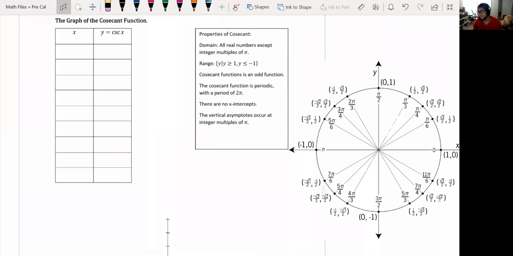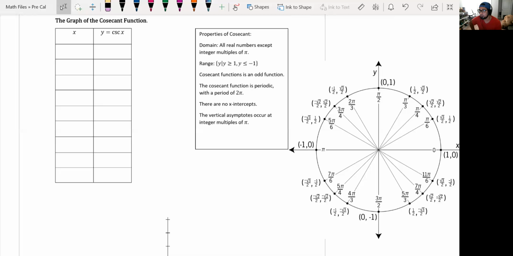Next is cosecant, which is the reciprocal of the sine function. Okay, so first off, read off the properties. The domain of cosecant is all real numbers except integer multiples of pi. The range for cosecant is greater than or equal to 1 and less than or equal to negative 1. Cosecant is odd, which means it reflects across the origin. The cosecant function is periodic with a period of 2 pi, and there are no x-intercepts. We do not cross the x-axis.